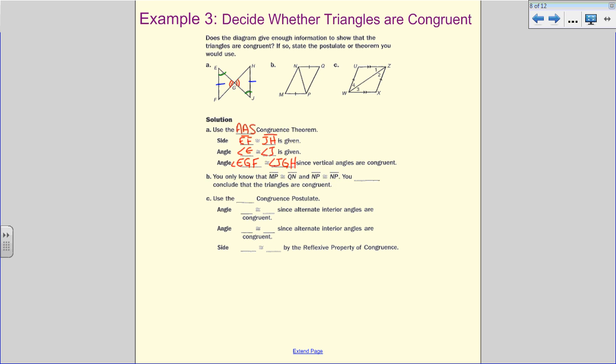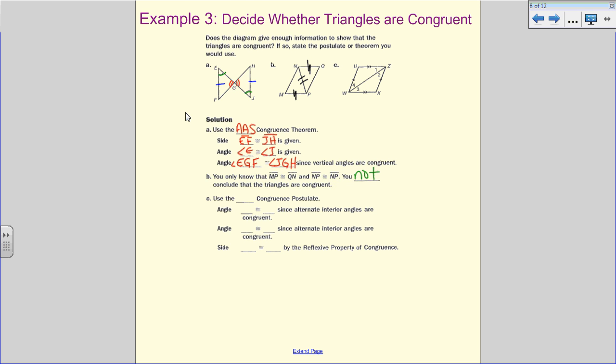If we look at B, I have a side that's marked congruent in each triangle, and then I have a shared side that's marked as congruent. I don't have any angles. I don't have any vertical angles. I don't know that anything is parallel. And so when all I have are two sides that are congruent, I cannot conclude that the triangles are congruent.